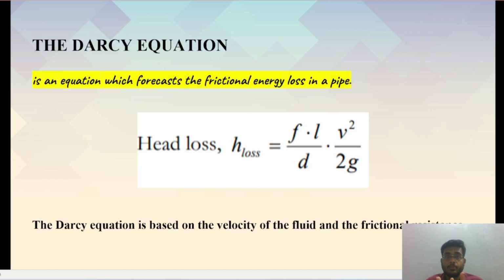This is an important equation known as the Darcy equation. The Darcy equation is an equation which forecasts frictional energy losses in pipe. This Darcy equation is particularly used in pipes to calculate the frictional force, and it is given in H value, H loss. H loss is something like energy loss, where the frictional force can be determined by this equation. The Darcy equation is based on the velocity of the fluid and the frictional resistance.